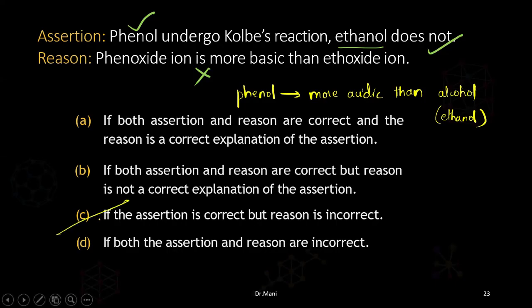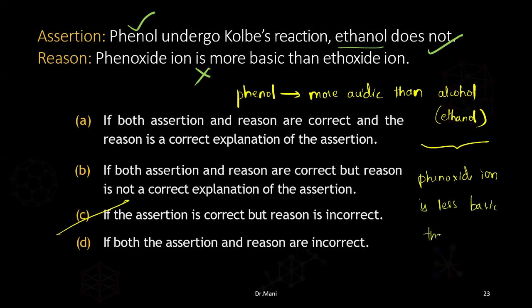Option C. The assertion is correct and the reason is wrong. So just remember this. Write down this statement as well. Phenoxide ion is less basic than the ethoxide ion. Phenol is more acidic than the alcohol. So from this, I can draw the inference: phenoxide ion is less basic than ethoxide ion. From that, you can say this statement is wrong and the statement one is correct. So assertion is correct, reason is wrong.